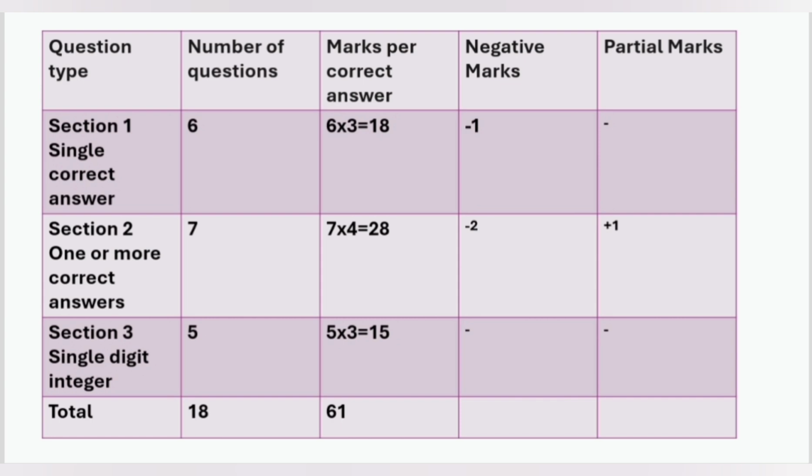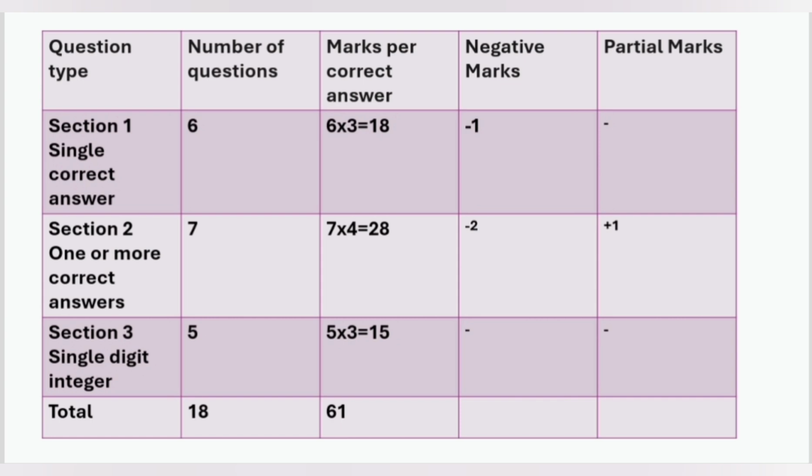Now next one, section 2. One or more correct answers we said. 7 questions will be asked. Each carry 4 marks. 7 into 4, 28 marks. Right. So now here negative marks as well as partial marks will be there. So negative marks minus 2. If incorrect option, minus 2.